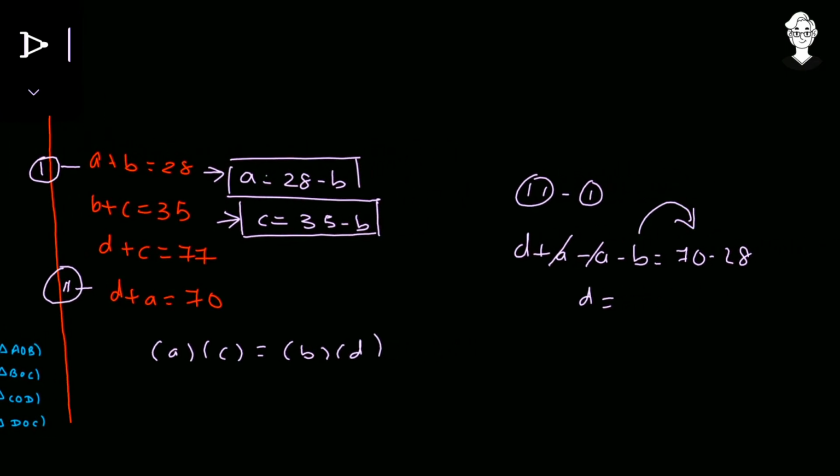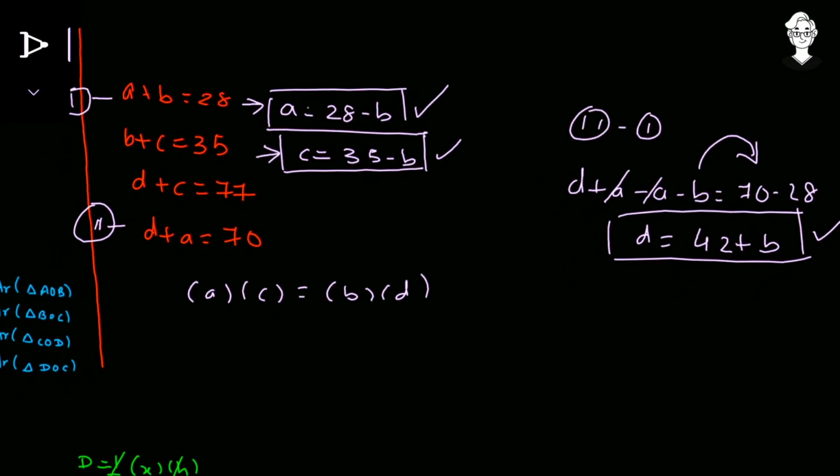So positive B. So 42 plus B is the value of D. So here we have the value of D in terms of B. We have A in terms of B and C in terms of B. So these three things we will input over here. Instead of A, I have 28 minus B. Instead of C, I have 35 minus B. B as it is, and instead of D, I have 42 plus B, not D plus B.